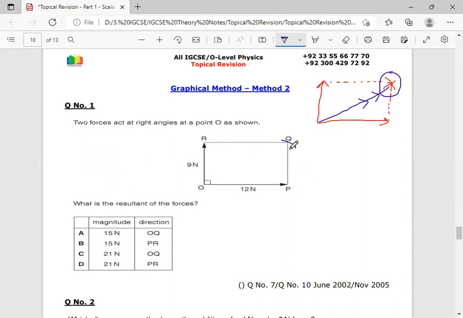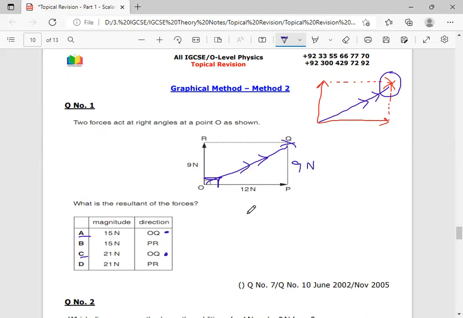First of all, we will assume this and draw the line. Now resultant will be OQ. OQ option this, OQ option this. So out of 4 options, we have omitted 2 options, and we have to select from option A and option C. Okay. Now since these two forces are making an angle of 90 degree with each other, so 9 Newton is over here.